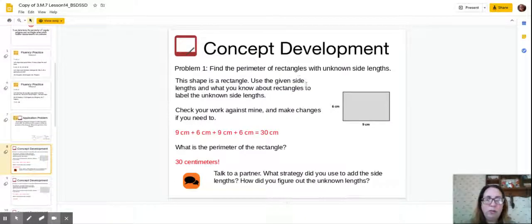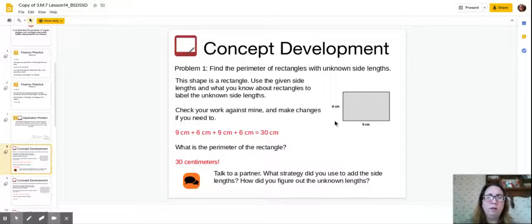So they want you to find the perimeter of this rectangle with unknown sides. One side is 6 centimeters and the other side is 9 centimeters. So the work here shows you can add 9 plus 6 and 9 plus 6. And you're probably wondering where I found that other 9 and 6.